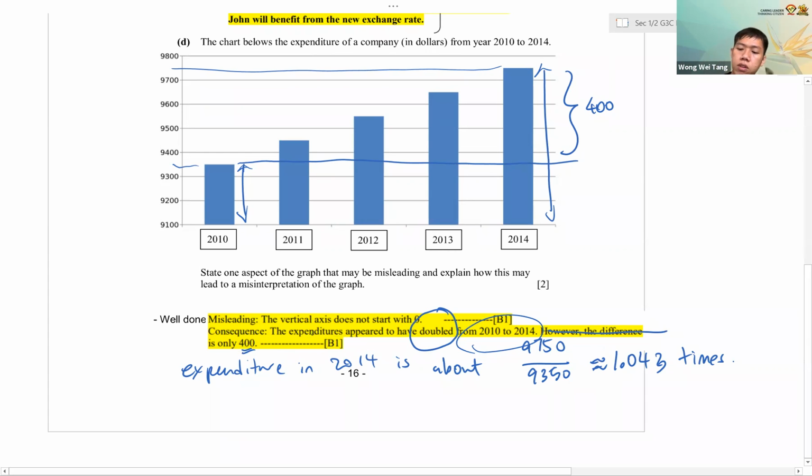Okay, so go with stating how many times. Very simple. Just take the larger value or whatever you're comparing against, divided by whatever you're comparing with.